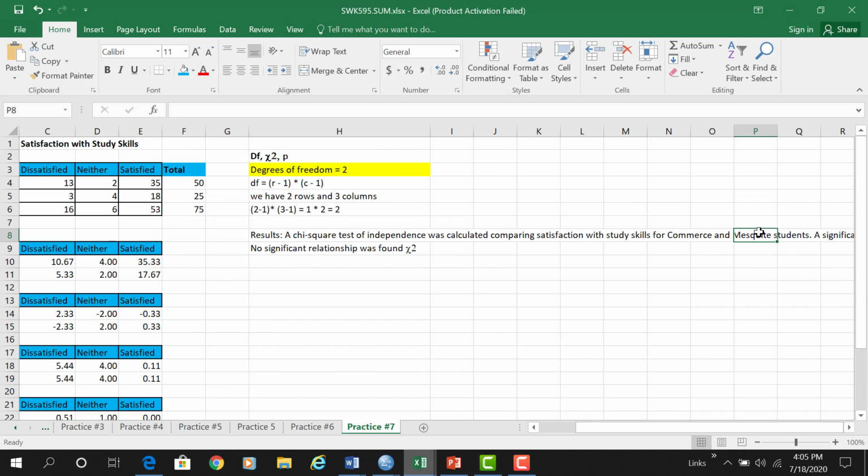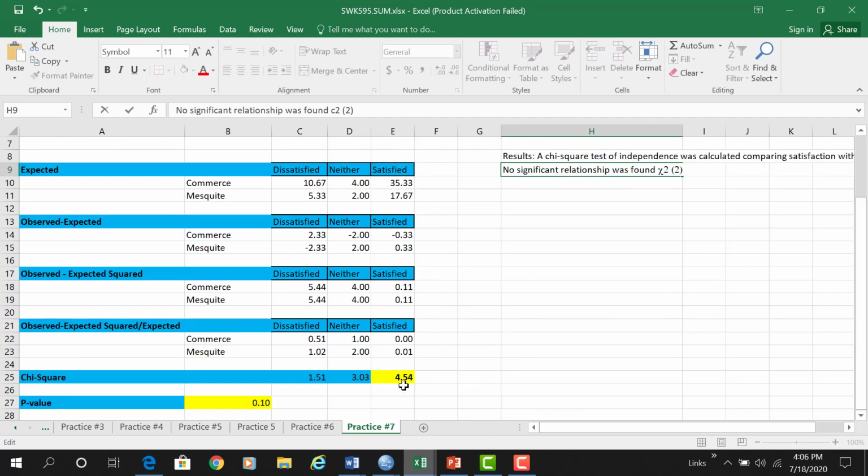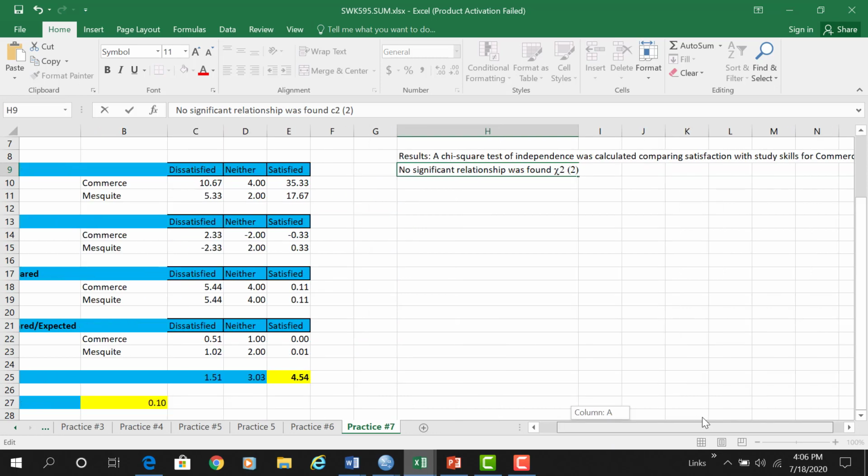There are different ways that you can report this. I'm going to use the textbook. Generally, we follow APA format. So chi-square, and then you need your degrees of freedom, which we said was 2. And then the next one is your chi-square statistic. So we come back down here and look for the chi-square statistic. That was 4.54.